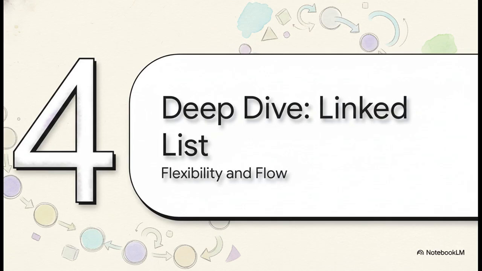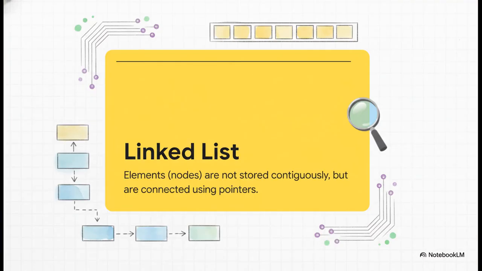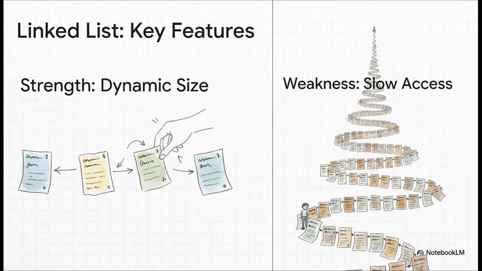And that brings us to the solution: the linked list. A linked list also stores data in a sequence, but it completely throws out that one big block of memory rule. Instead, each piece of data, which we call a node, also holds a pointer. And that pointer is basically just the address of the next node in the chain. So its greatest strength is its dynamic size. You can add or remove nodes super easily.